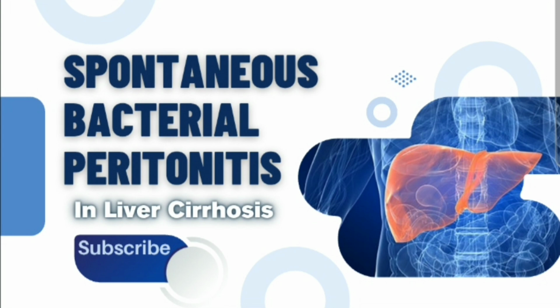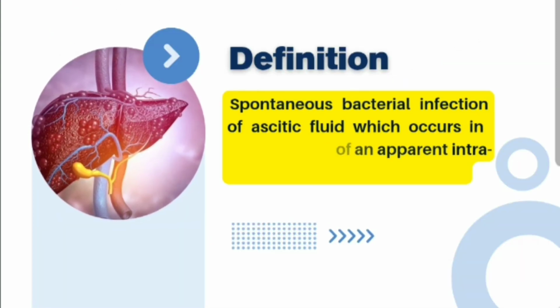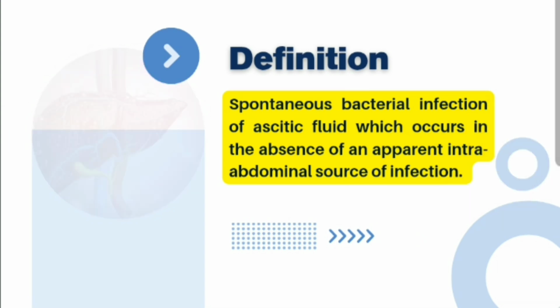This is Dr. Mubasshra and today we are going to discuss a very important topic, that is spontaneous bacterial peritonitis in liver cirrhosis, which is commonly abbreviated as SBP. SBP is defined as spontaneous bacterial infection of ascitic fluid which occurs in the absence of an apparent intra-abdominal source of infection. It is seen in patients with ascites, which is caused by chronic liver disease. It is a common and severe complication of cirrhotic ascites.